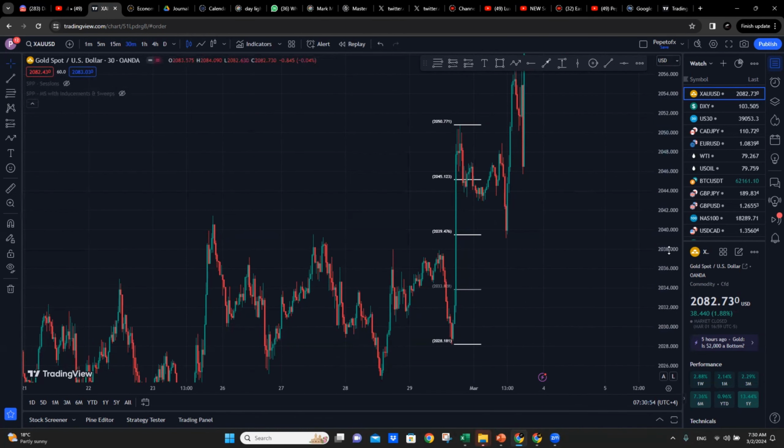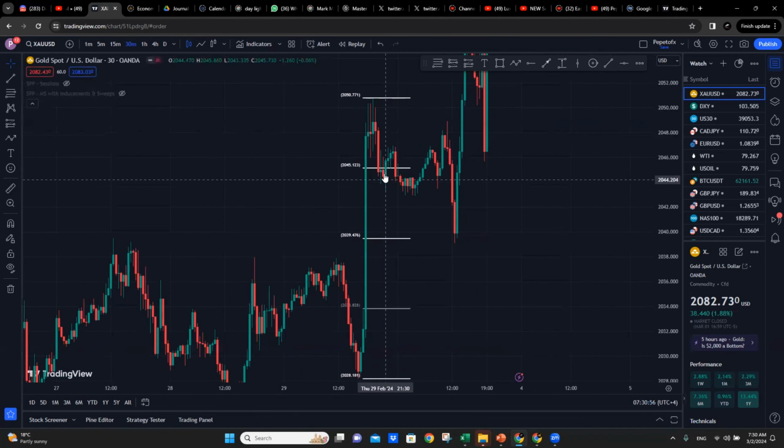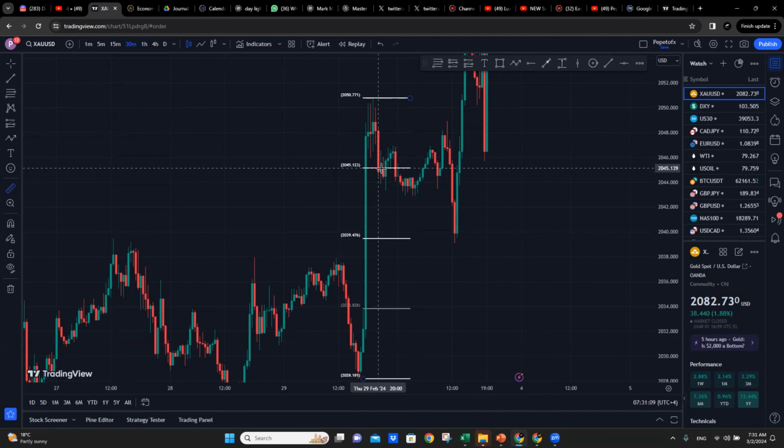Now, first, pick out from here. Pick out from here. This level. If you go up, BOS on the left, retest. That is around 20 pips, I think. It gives you 16 pips. Okay. That is the first buy to be taken.